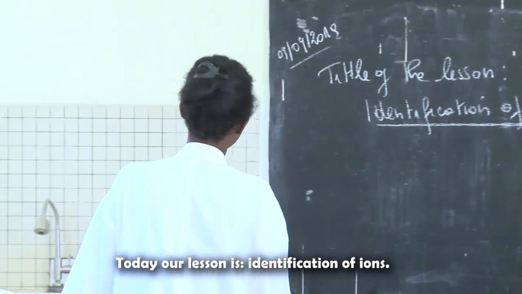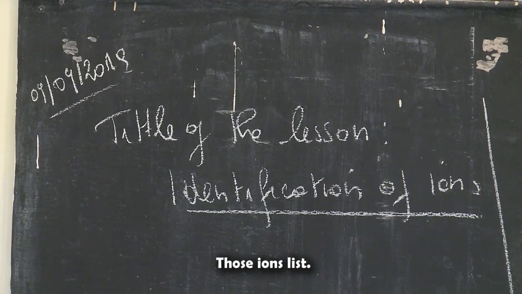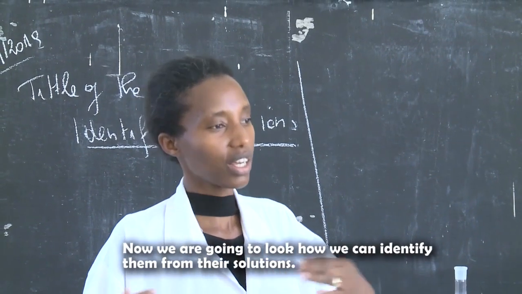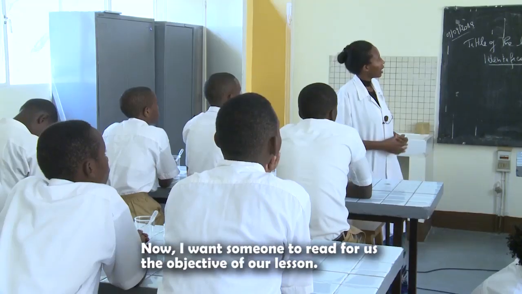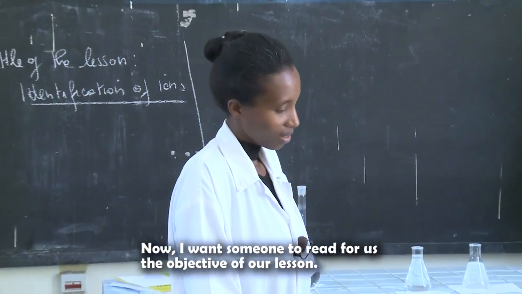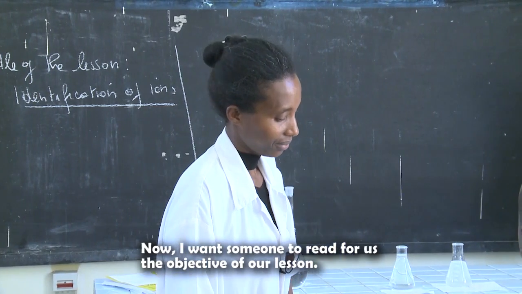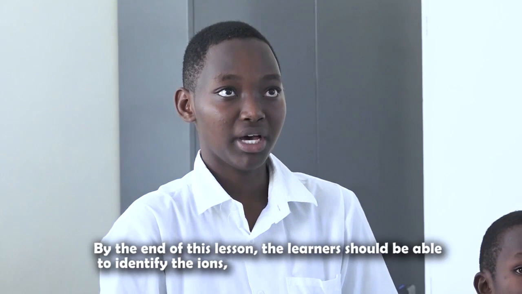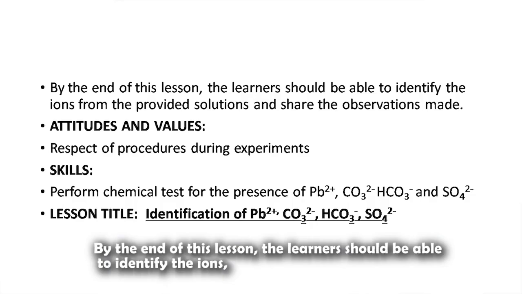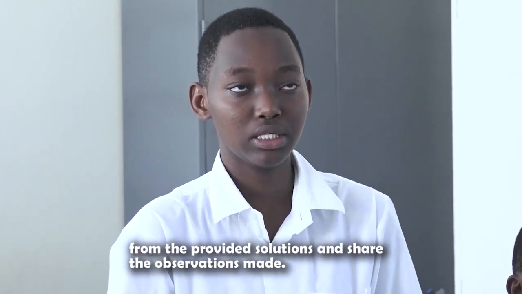Today our lesson is identification of ions. Those ions listed, now we are going to look at how we can identify them from their solutions. Now I want someone to read for us the objective of our lesson. Aliane: By the end of this lesson, the learners should be able to identify the ions from the provided solutions and share the observations made. Thank you.